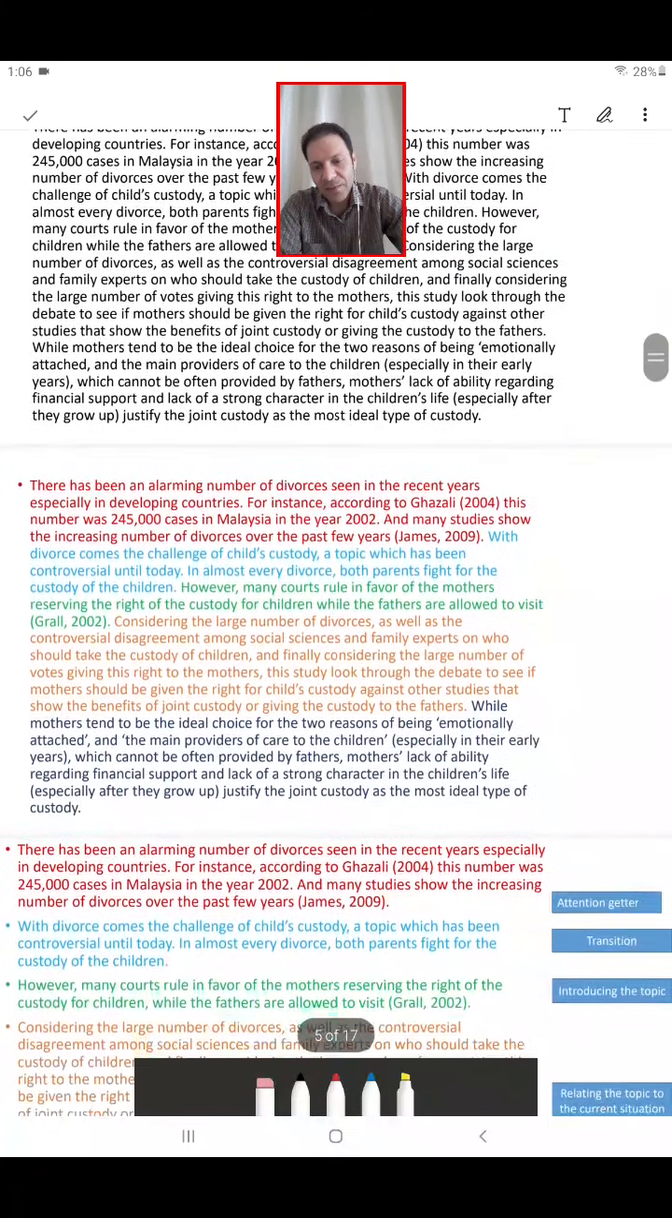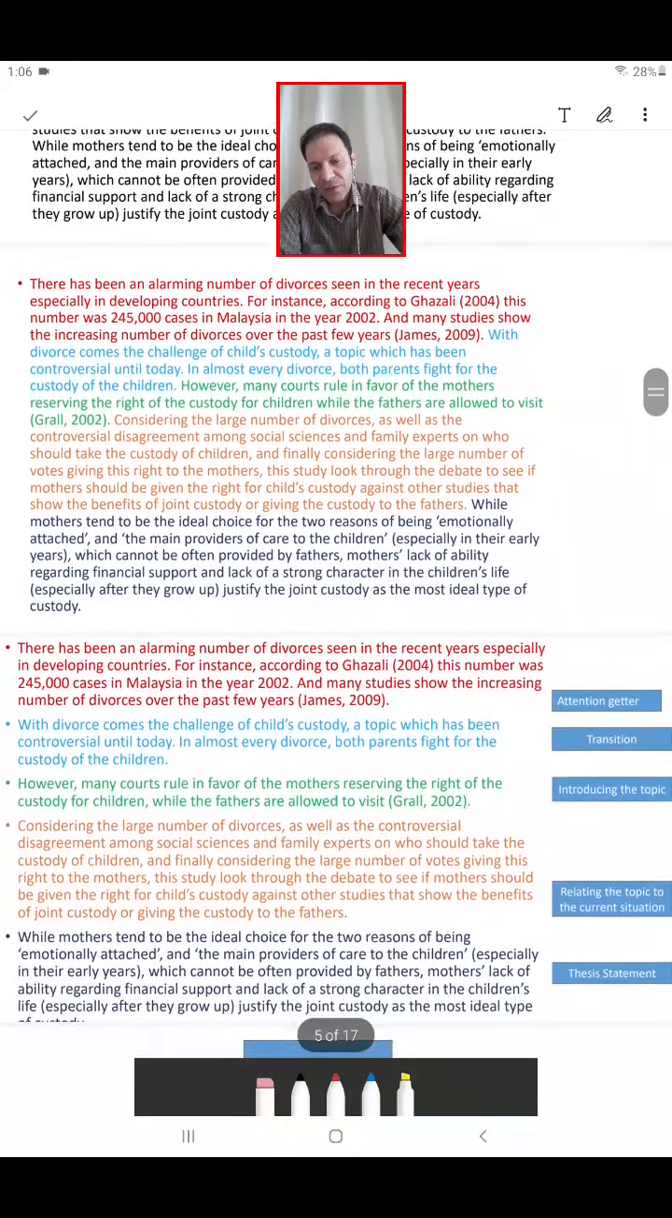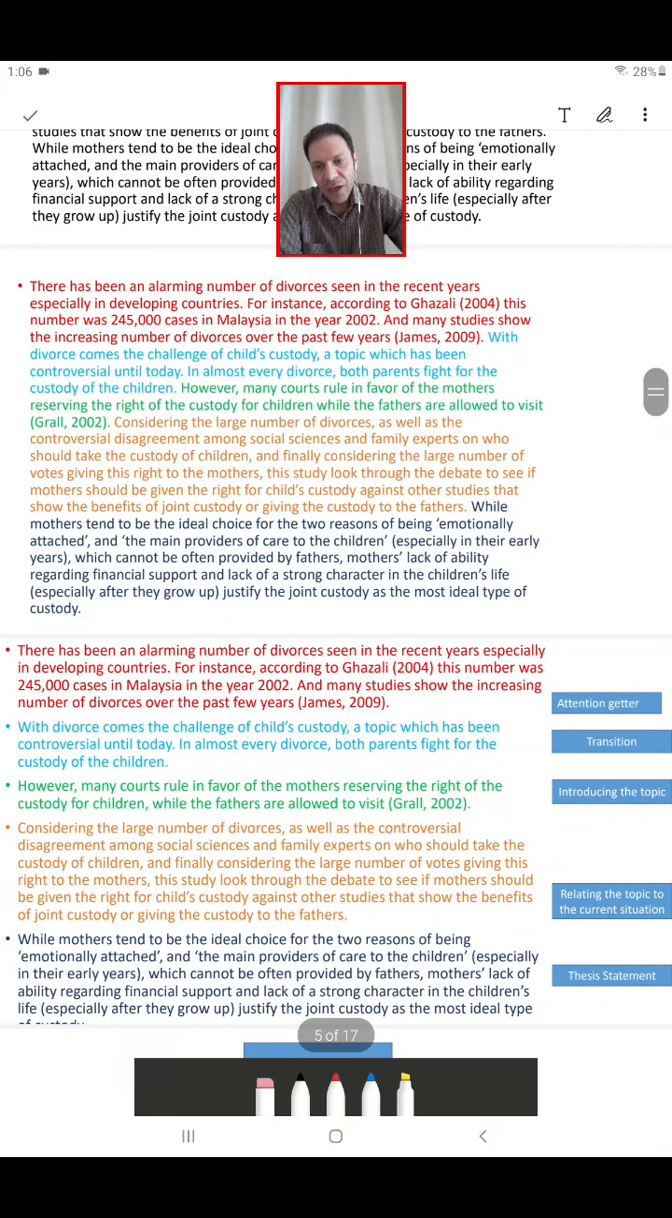Here I will reveal the answer. The green one is the attention getter: there has been an alarming number of divorces seen in recent years, especially in developing countries. For instance, I am giving some information about divorces because I want to make it very interesting. This number was 245,000 cases in Malaysia. This is the attention getter.